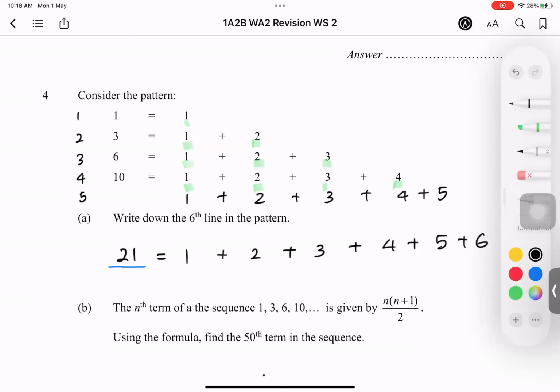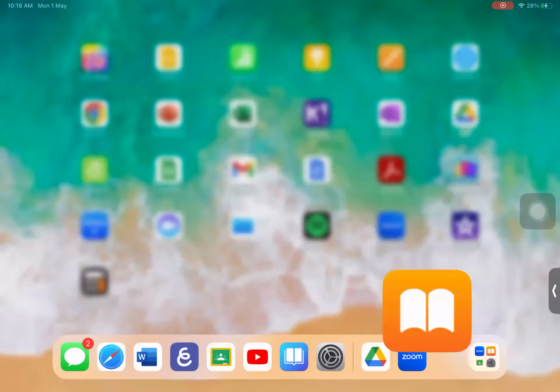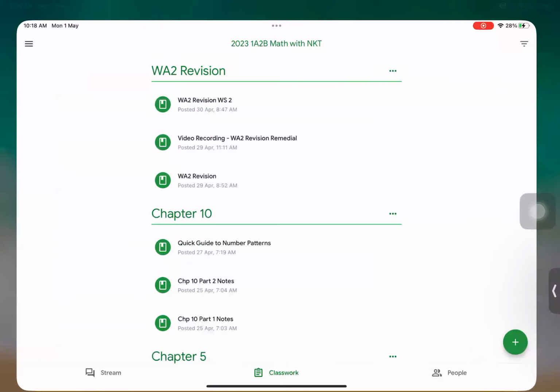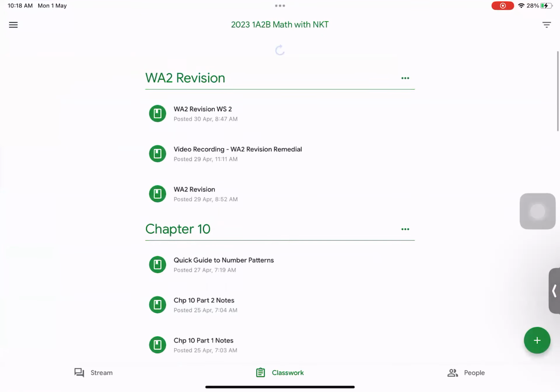Hi, Nicholas. Nicholas, we are going through our revision worksheet 2. The second revision worksheet is a new one. I think you're not in our class chat, so you didn't know what's happening.